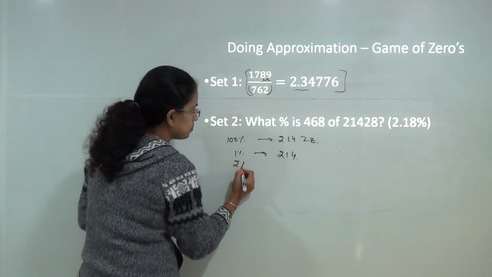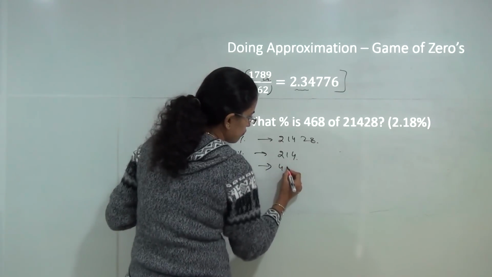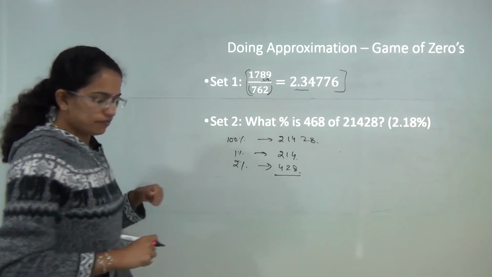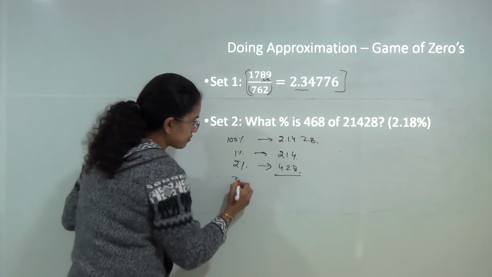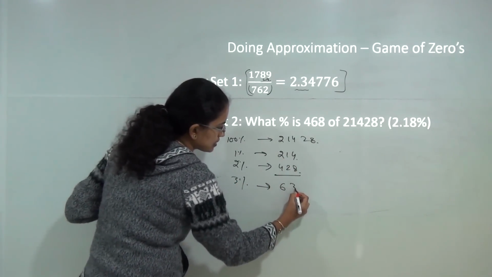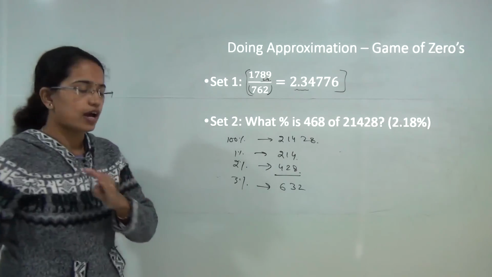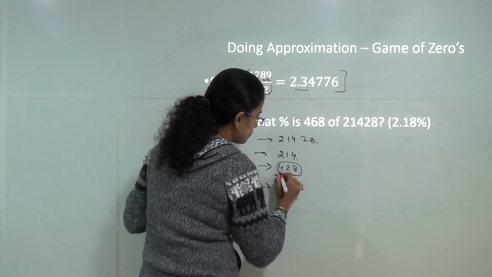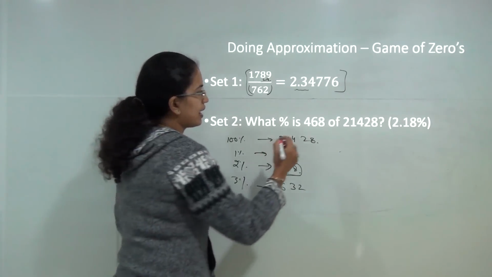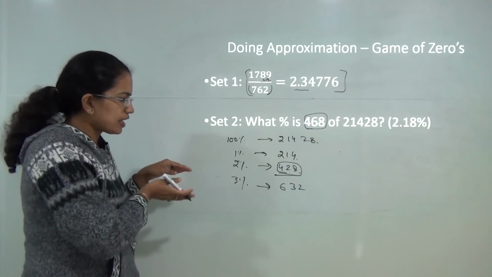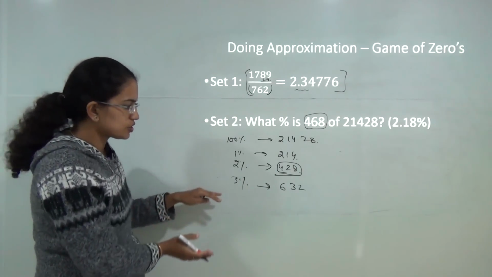So I can say 2% would be nearly 428, and now this is 468. Now if I do 3%, what would it be? It would become 3 times 214, that is 632, that is too far away. Now I already have 428 and my answer is 468. So my answer would be closer to 2 rather than closer to 3.